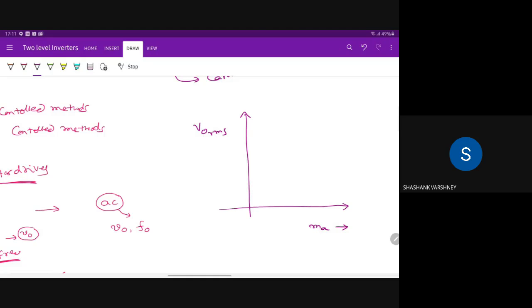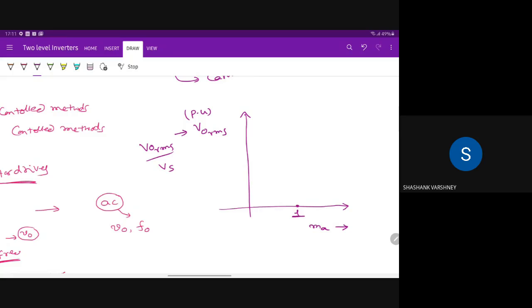So this output voltage RMS value is per unit. I divide with this Vs, right? This is the per unit output voltage RMS value, so that means I divided with the DC source voltage, right? Okay, clear? So somewhere you have this. This is corresponding to 0.1, and this is corresponding to 1. So the modulation index is 1.